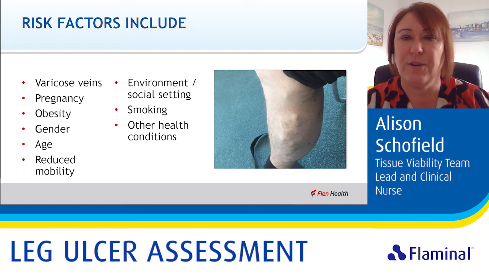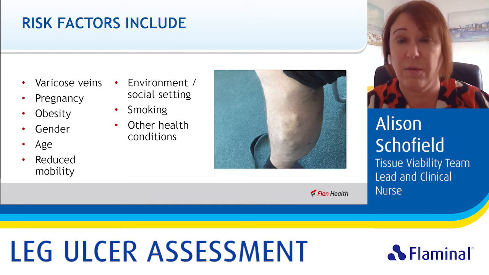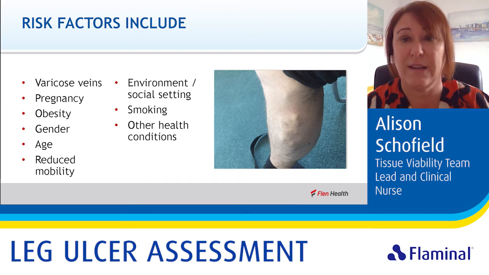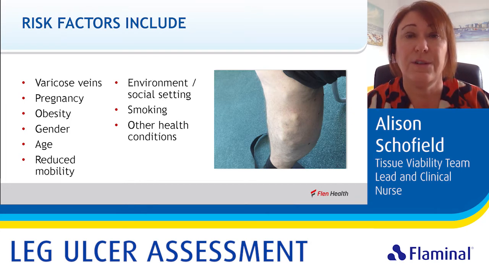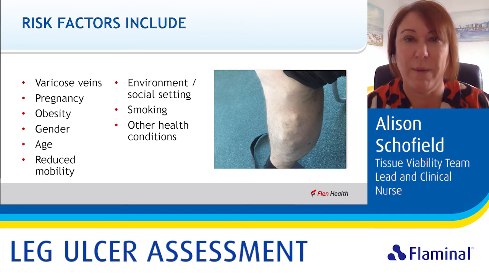The environment or social setting: is it somebody in their own home? It's quite cluttered, and their pets. So, these types of things can cause knocks and breaks to the skin. Smoking, of course, we know there's lots of evidence that this does affect the arterial system and can cause blocking of the arteries. And many other health conditions, comorbidities, such as heart disease, diabetes, for example.